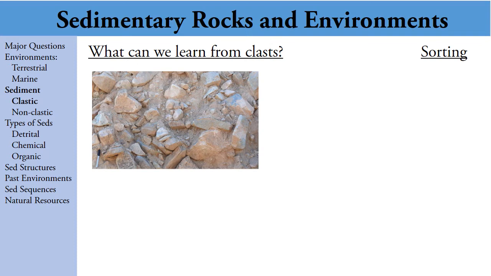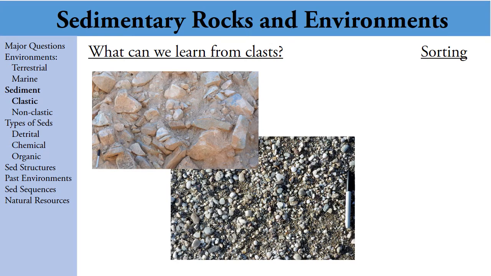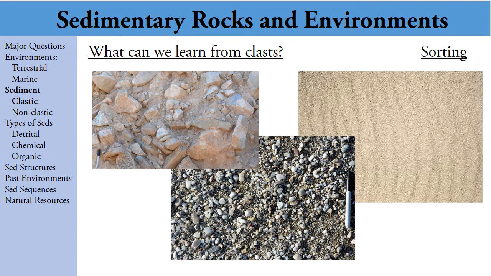So sorting just refers to the size range of clasts in a rock. If you've got a wide range of sizes, like cobbles and pebbles and maybe some clay, then it's considered to be poorly sorted. If you've got a decent mixture, like maybe some sand and then maybe up into some cobbles, you're dealing with medium sorting. And if you've got well sorted sediment, that's a class that pretty much all fall into that same size range.